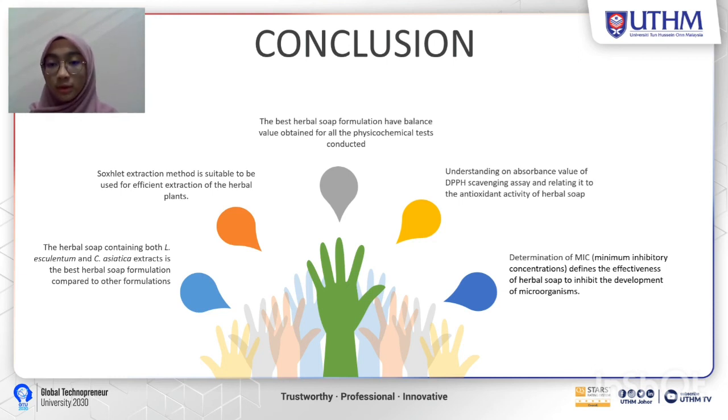Understanding the absorbance value of the DPPH scavenging assay will be relating it to the antioxidant activity of the herbal soap. Theoretically, a low absorbance value determines a high antioxidant activity of the herbal soap. And lastly is the determination of MIC, which is the minimum inhibitory concentration. This will define the effectiveness of the herbal soap in order to inhibit the development of the microorganisms.